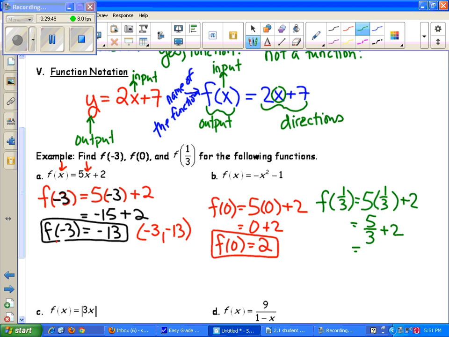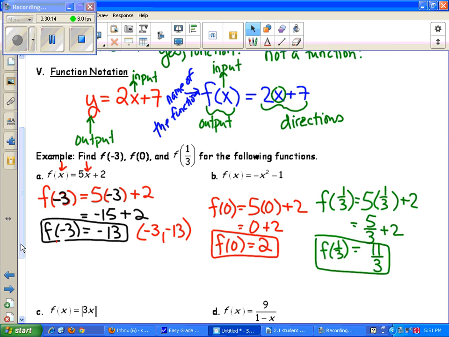When I do that, I get 11 over 3, which we like to leave our answers as fractions. So f of 1/3 is equal to 11/3. And so this would be my answer. When I have an x value of 1/3, my y value is 11/3. So why don't you go ahead and do B, C, and D, and when you're done with that, then you can check your answers because I'm going to go ahead and put them up here for you.